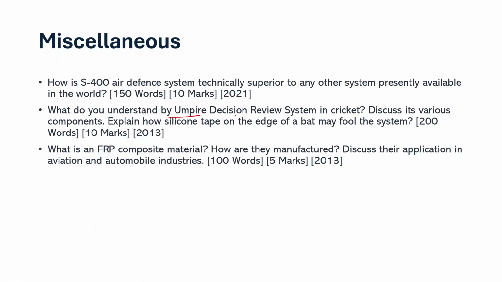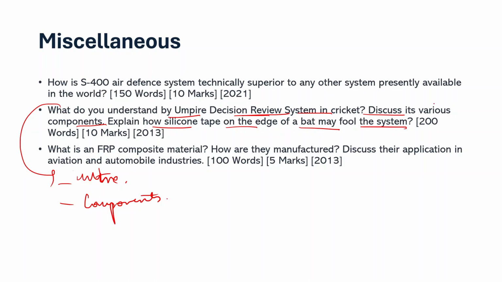What do you understand by umpire decision review system in cricket? Discuss its various components. Explain how silicon tape on the edge of the bat may fool the system. Again, you begin with introduction, right, where you explain what is the decision review system. Then you explain the different components. The structure is already given. They are asking you to discuss various components of the system.